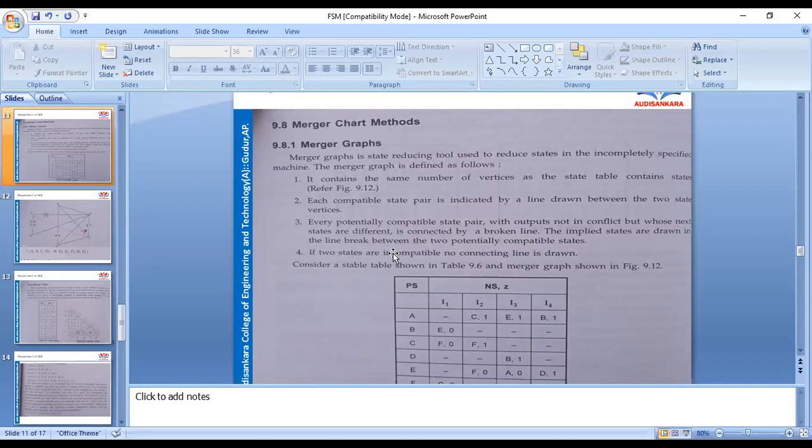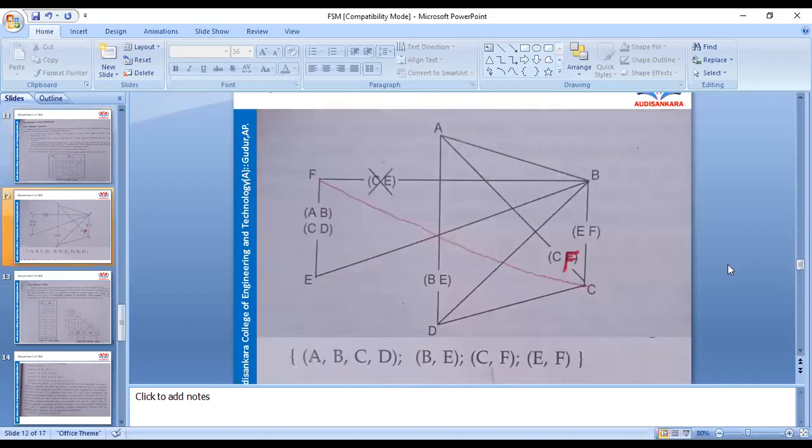Okay, so let me explain a compatible state first of all, then we will understand how to draw the lines. And let me go for the last and final step. If two states are incompatible, no connecting line is drawn in between them. Look at here, students. I will go from back to front, like how we are going to represent compatible pairs here.